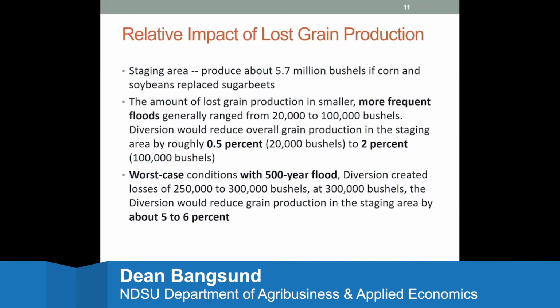Anywhere from 20 to 100,000 bushels. Again, that's a 0.5 to about a 2% change in the amount of grain volume coming out of the staging area. When we look at worst case conditions, we're upping that by several factors, but even at that point, 300,000 bushels, we're looking at a reduction of 5 to 6%. Again, this is only due to diversion. We know that there will be additional reductions in flood years, but remember that we're identifying just what we think is attributable to the diversion.